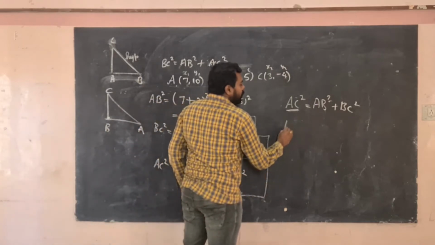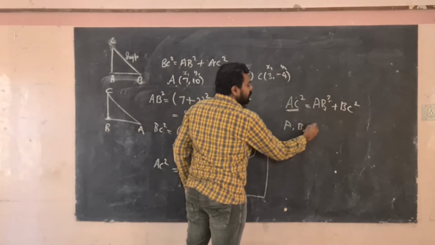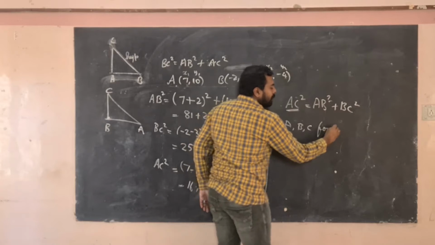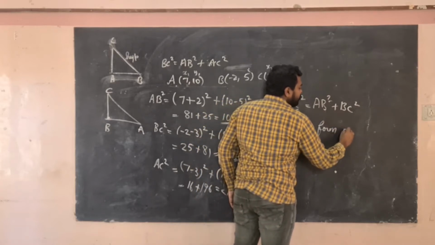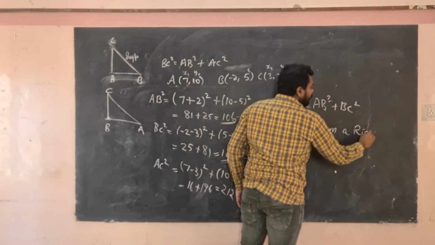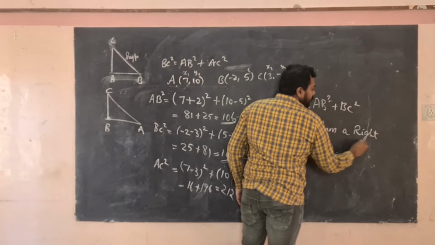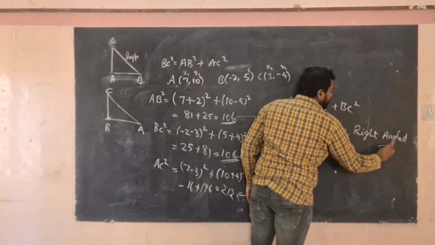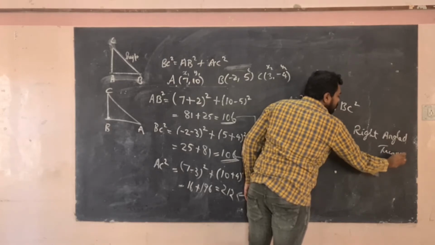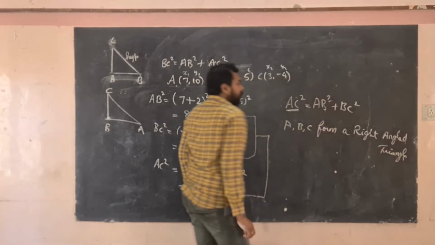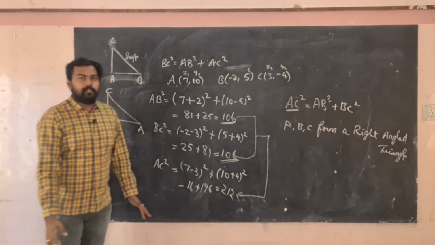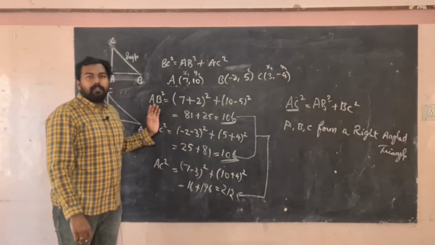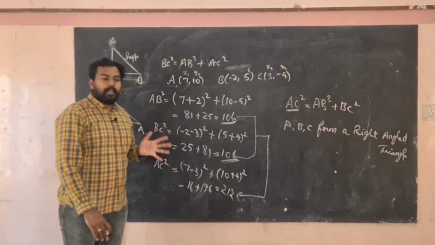So we know that ABC form a right angled triangle. This is what you have tried. So what we have done? We have found the distance. So this is what we have to do in order to prove it is a right angle triangle.